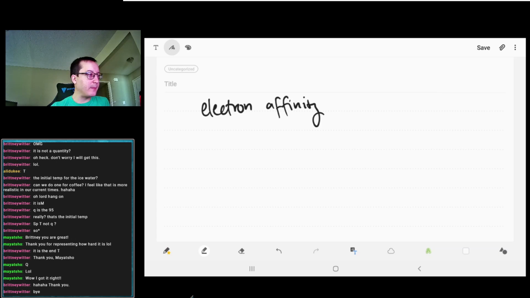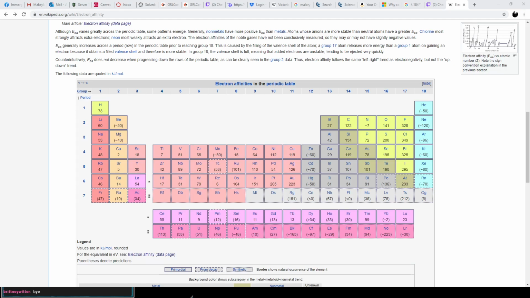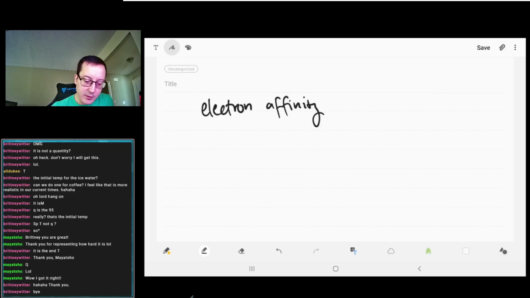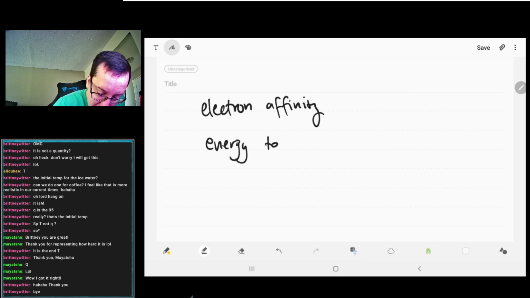Okay, here we go. Electron affinity. So, actually, I guess I should define it, huh? Previously we talked about ionization energy, right? And that was the energy that is required to remove the outermost electron. This is now the energy to gain an electron.